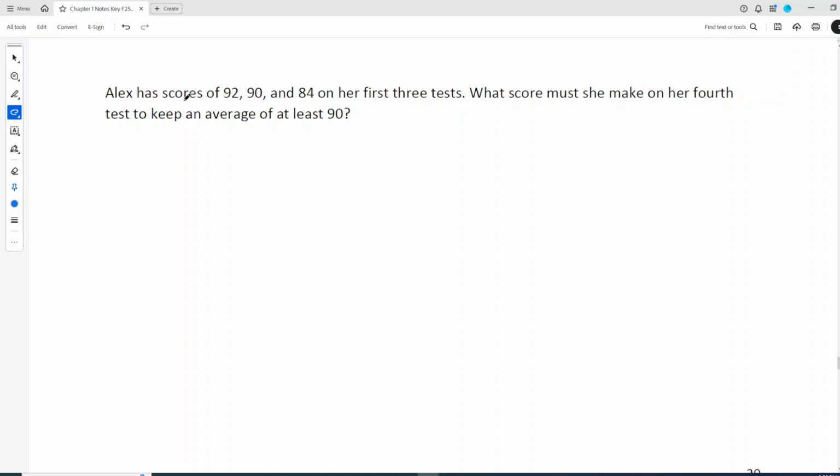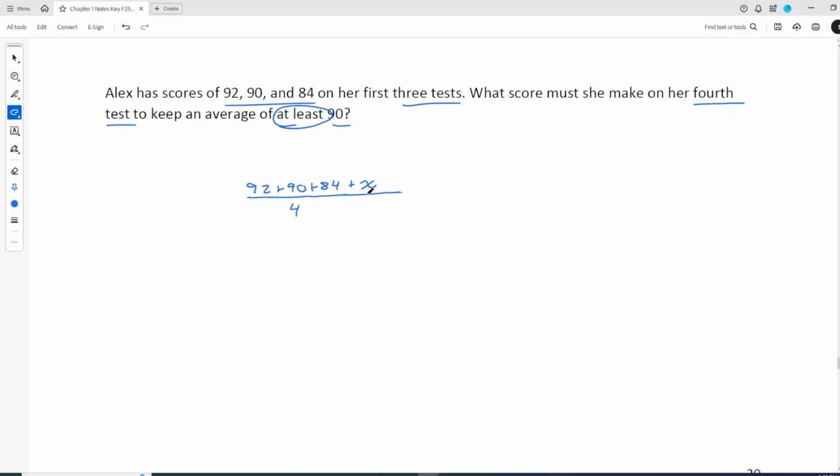So they'll say something like Alex has test scores of 92, 90, and 84 on her first 3 tests. What score must she make on her 4th test to keep an average of at least 90? Now, the first thing we have to review is how to find an average. So an average is that you add up all the things you have and divide by the number of things there are. So if I want 4 test scores, you're going to be dividing by 4. My first 3 test scores are 92, 90, and 84. And then my 4th test score would be unknown. So to find the average of 4 test scores, you'd add up the 4 test scores and divide by 4.